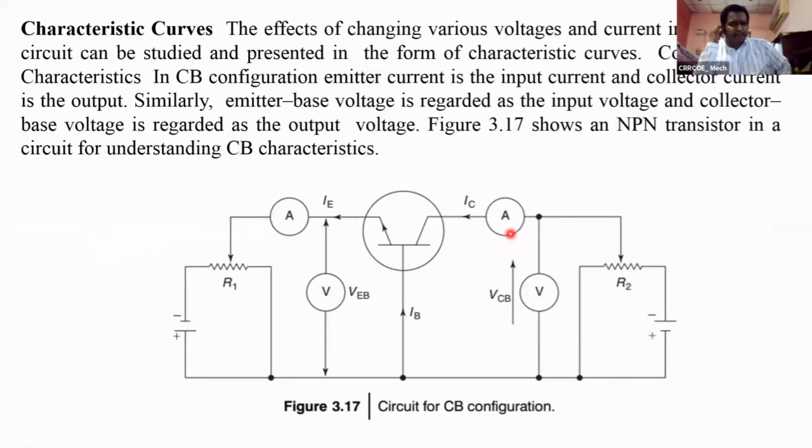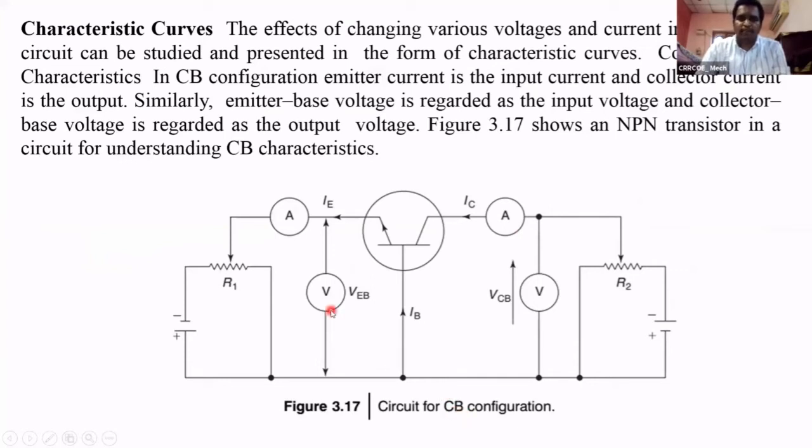What are characteristic curves? They show the variation of the input and output voltages and currents. Here we have two types of characteristics: input characteristics and output characteristics. This is the circuit showing the common base configuration.